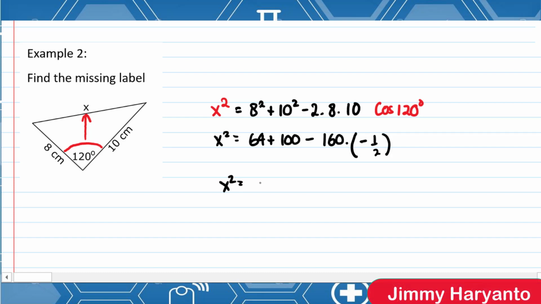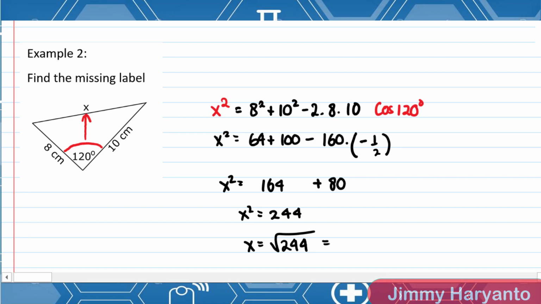So the result will be 164, minus times minus equals plus, and then this one is 80. So x square equals 244. Am I correct? Yeah. So x equals square root of 244, and you can simplify the expression. So it will be 2 square root of 61 centimeters. So this is the value of x.